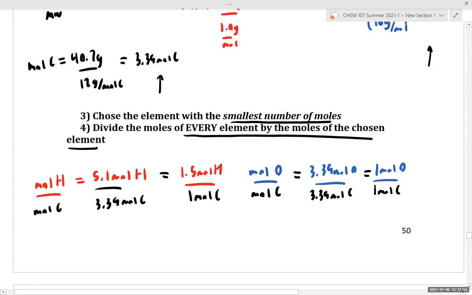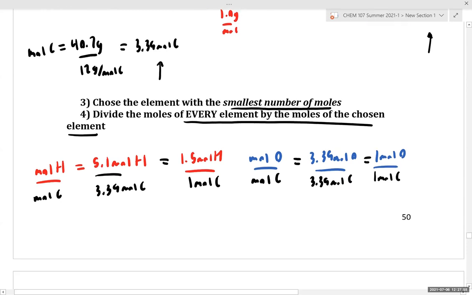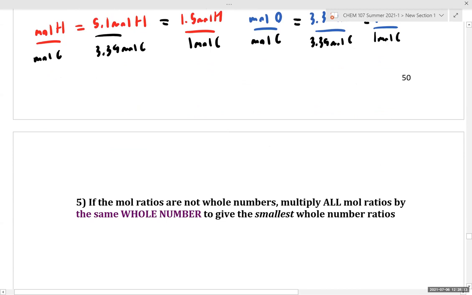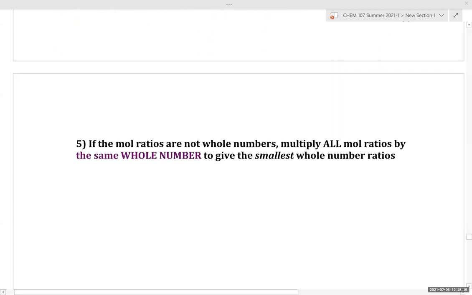Okay, so we're almost ready to go here. However, we notice that we don't have a whole number ratio of elements. So we have to fix that, and we have to fix that using a trick almost identical to what we used when we started to talk about the formulas of ionic compounds. If the mole ratios are not whole numbers, multiply all mole ratios by the same whole number to give the smallest whole number ratios.